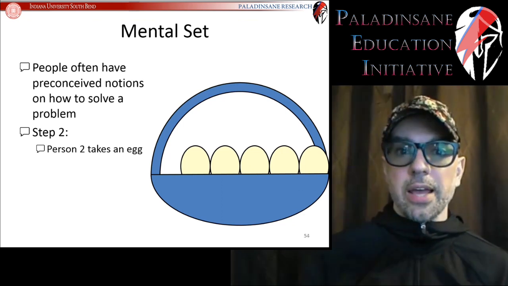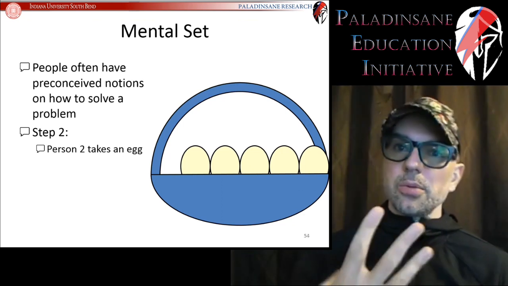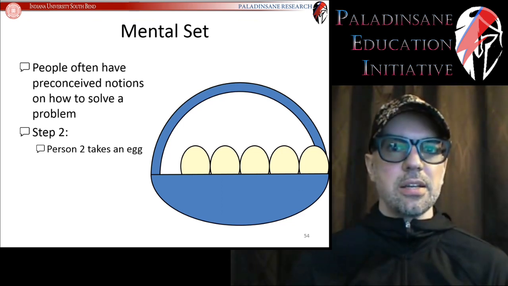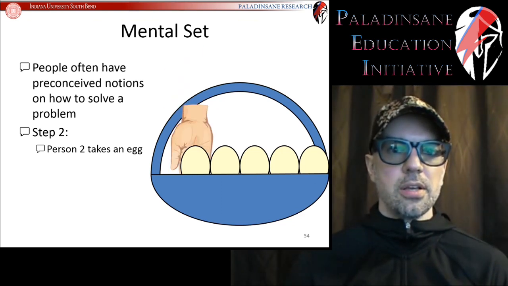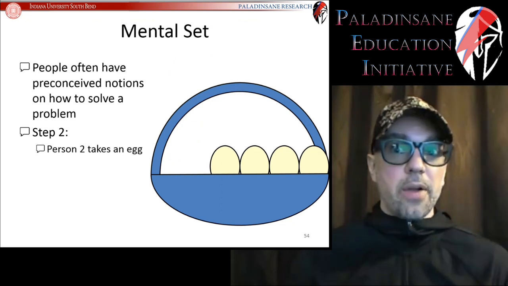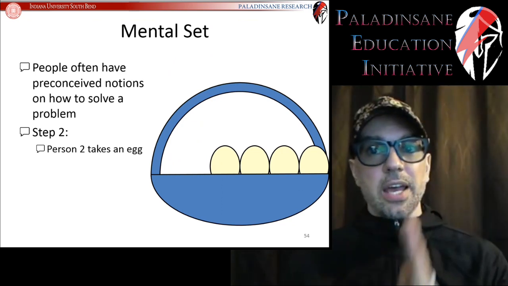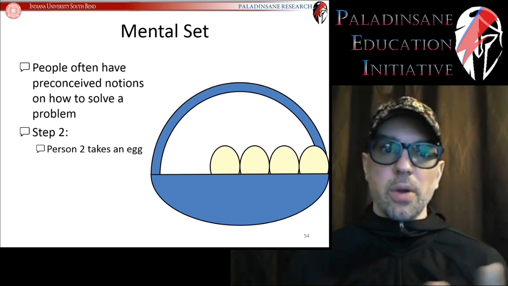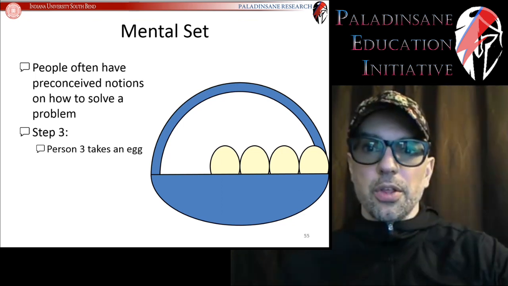Person number 2 takes an egg. So we got 5 eggs in the basket. We're trying to get down to just 1 egg in the basket. Person number 2 takes 1. And now we're closer. We're closer to our goal. There's only 4 eggs left in the basket. So taking an egg out of the basket has been successful twice. We do it for a 3rd time.